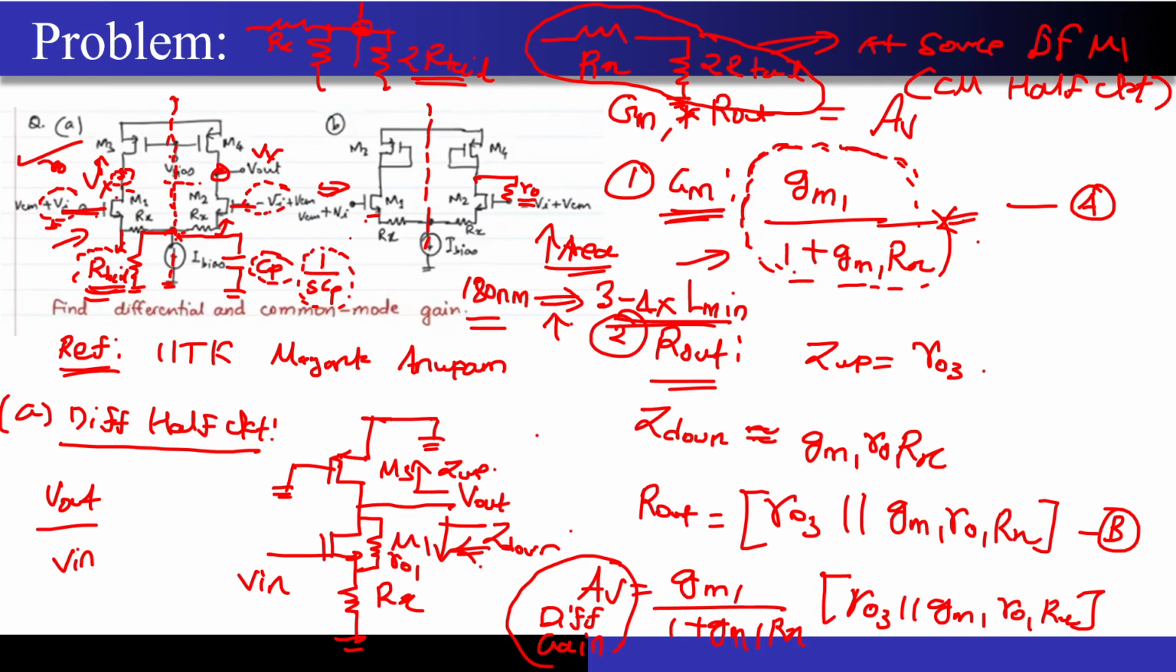Right, so now let's look at question number B. So this was question number B that we had. We are drawing the differential half mode circuit. Just give me a minute.